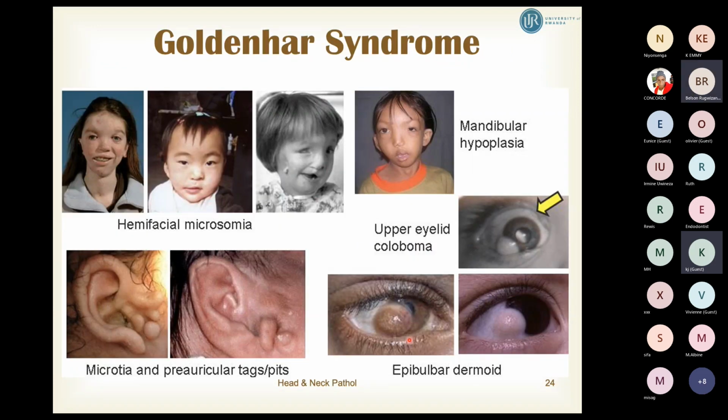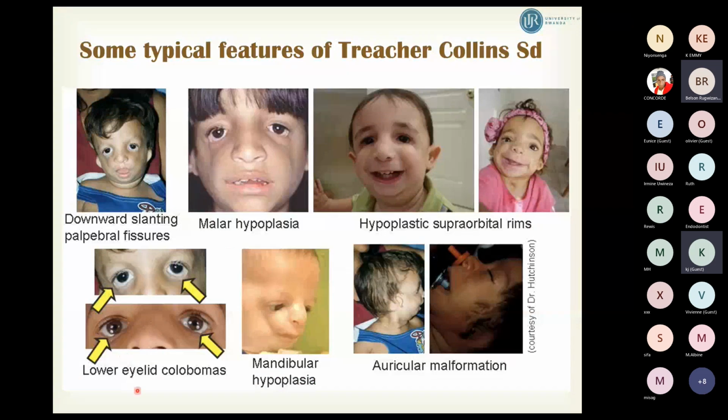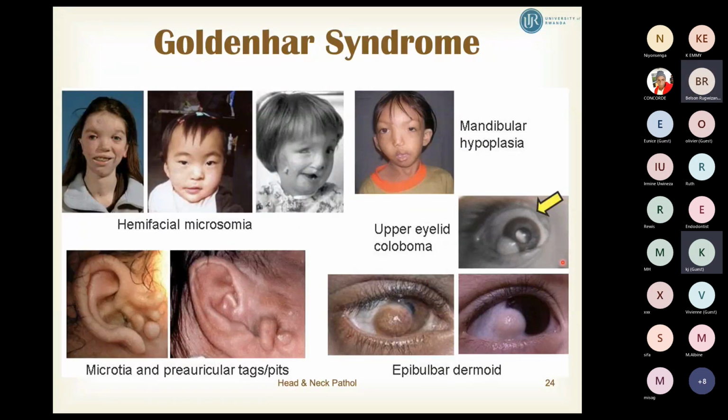Goldenhar syndrome, hemifacial microsomia. You find the face is asymmetrical, one side is small like this and the other is larger. Mandibular hypoplasia is like what we just saw. Upper eyelid coloboma, while in the previous one it was lower eyelid colobomas. And then we have a dermoid cyst, a tumor there, and you have microtia with pre-auricular tags or pits.